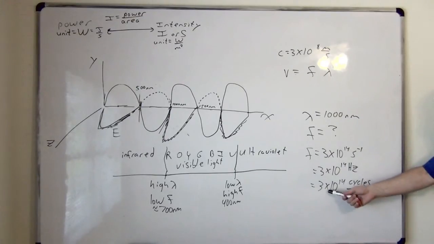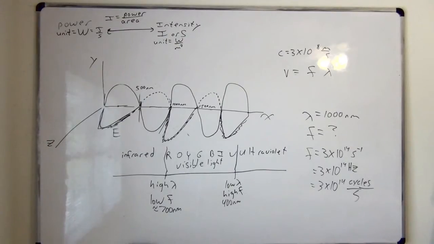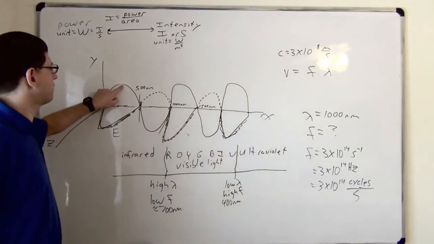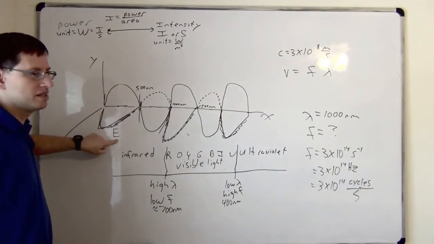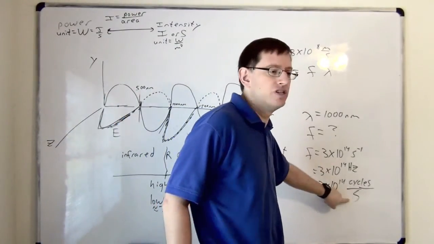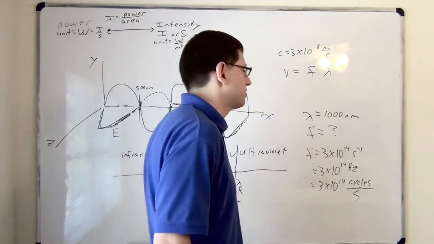So how would you interpret this number? What does this number tell us? In 1 second, the wave completed 3 times 10 to the 14 cycles. Cycles of what? That means that, for example, the magnetic field went from here to here and back to here 3 times 10 to the 14th times in just 1 second. So this is a very high frequency.